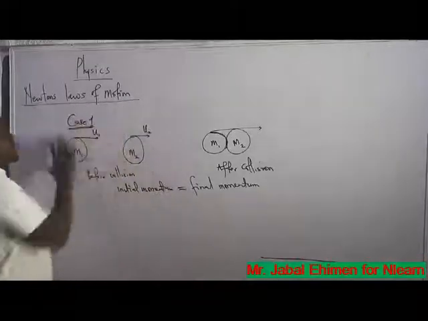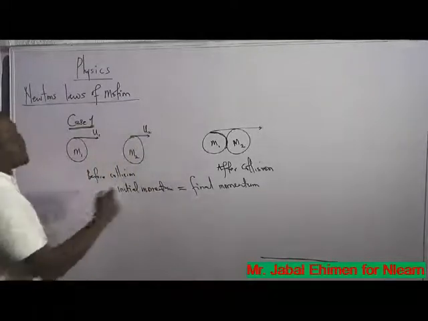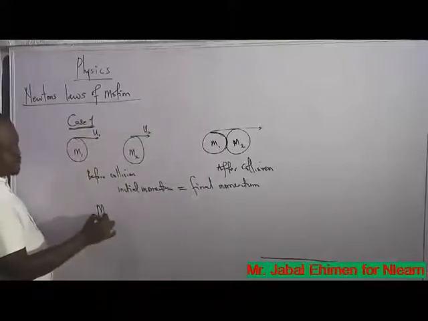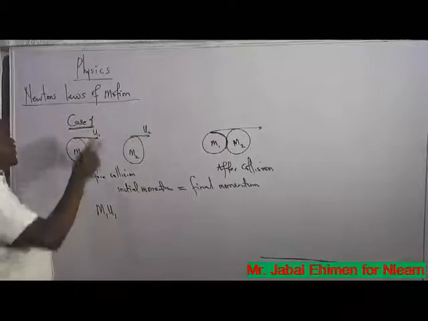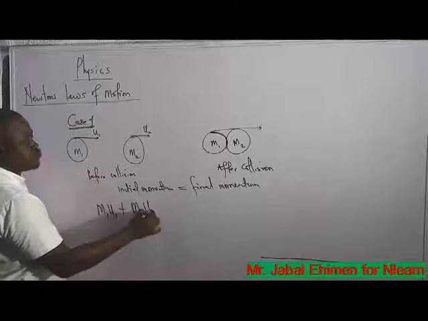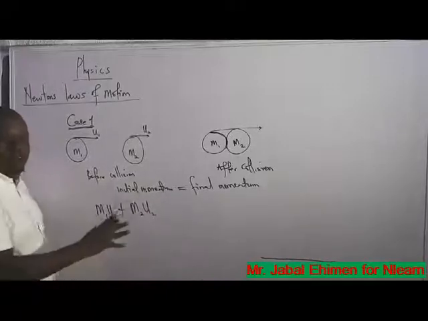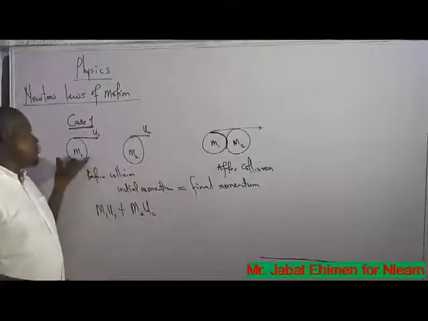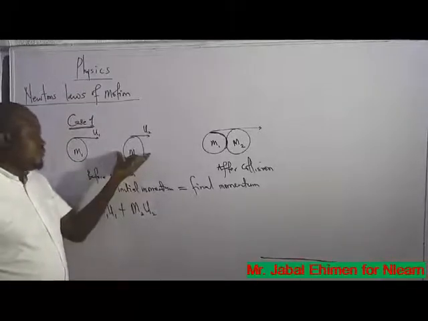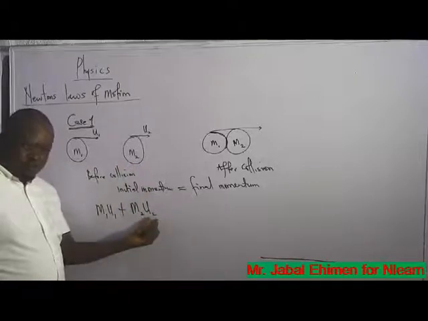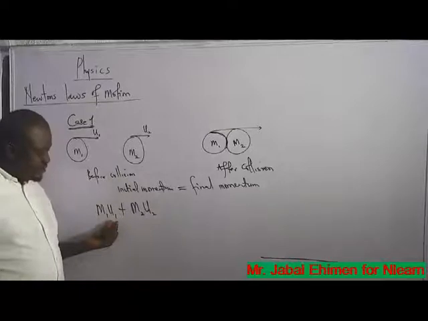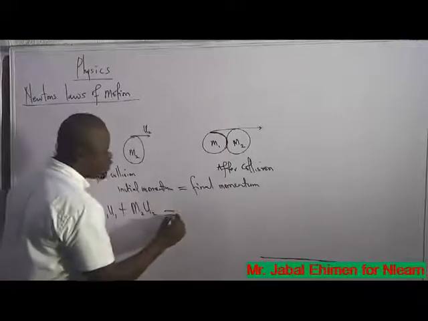Now, what's the sum of the initial momentum? That's before collision. The momentum here is m1 u1 plus m2 u2. So this is the sum of the momentum. Initial momentum of this is m1 u1. The initial momentum of m2 is m2 u2. Momentum is mass times velocity. Okay. Is equal to the final.